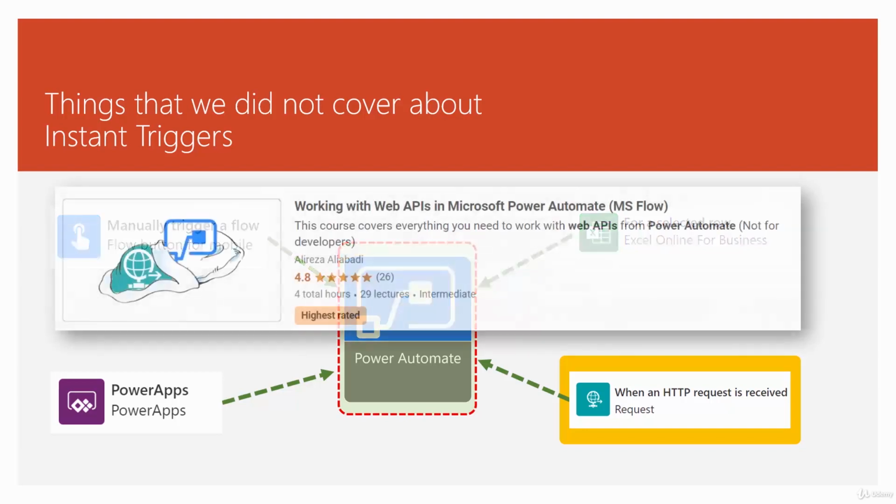If you haven't seen the other course that I have, it's called Working with Web APIs in Microsoft Power Automate. As you can see, this trigger had enough content to cover 4 hours of lecture. So if you are a developer and if you want to make an integration between your code and Power Automate, feel free to go for this course. I'm not covering it in this crash course that is designed for beginners. Now we have everything out of the way. Let's go to scheduling a flow.